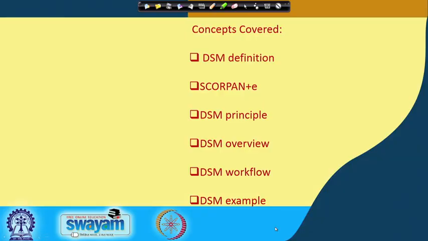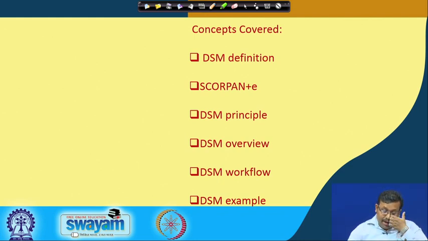So, in this lecture we will be covering the following aspects. First of all, we will have an overview of DSM, and then we will know what is the definition of DSM. Then we will know a specific model called the SCORPAN+e model. Then we will know about DSM principle, then DSM overview, then what is the workflow in DSM, and finally I will show you some examples of digital soil mapping.